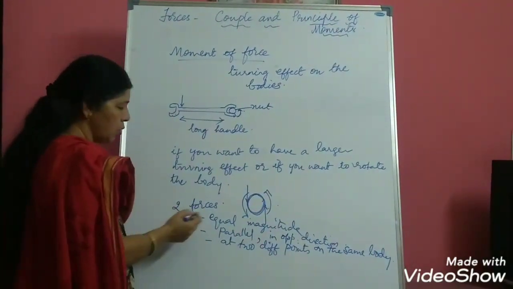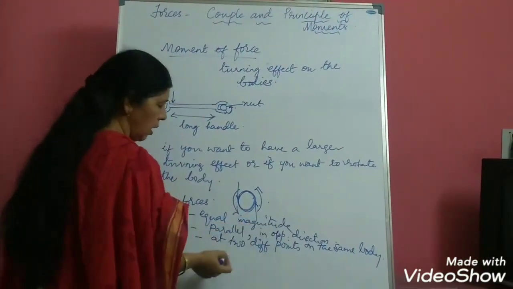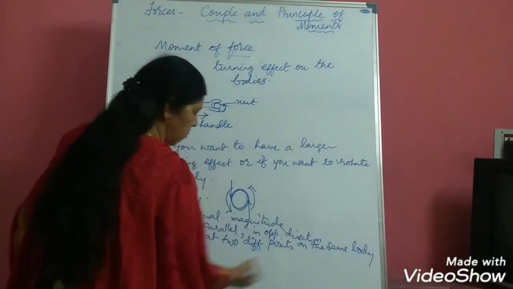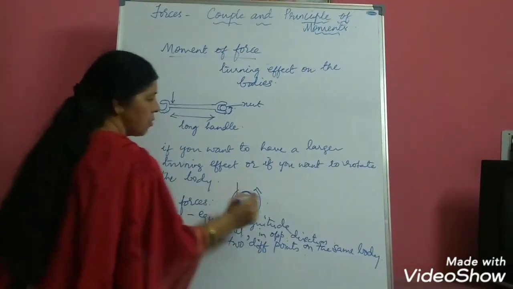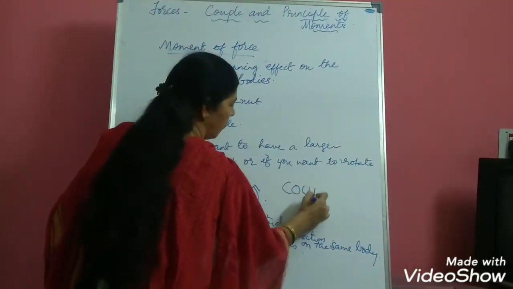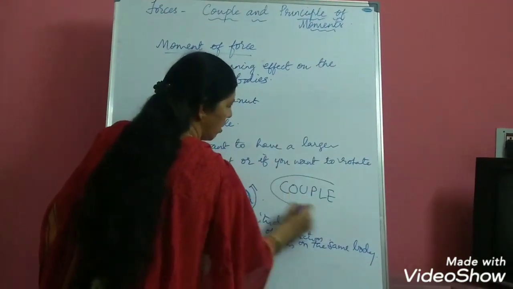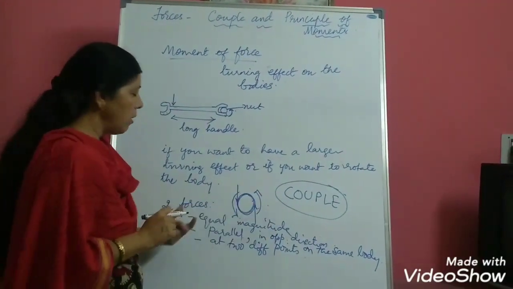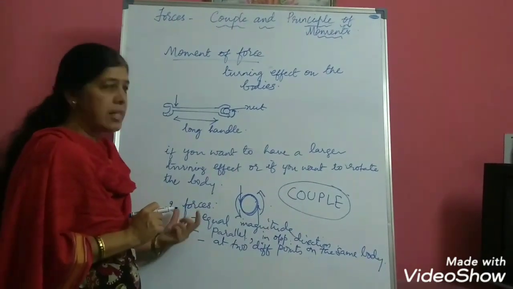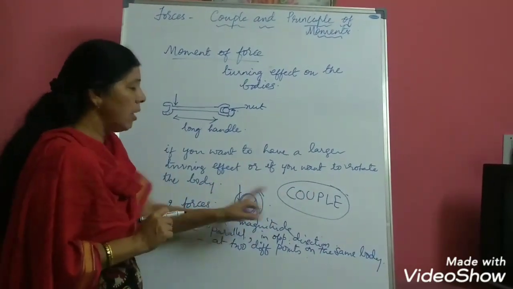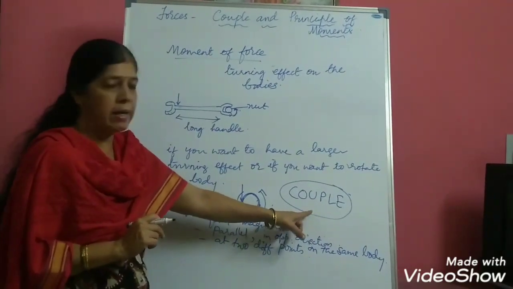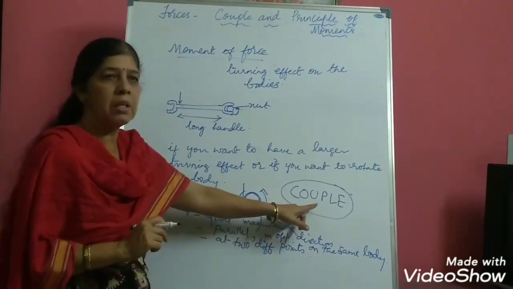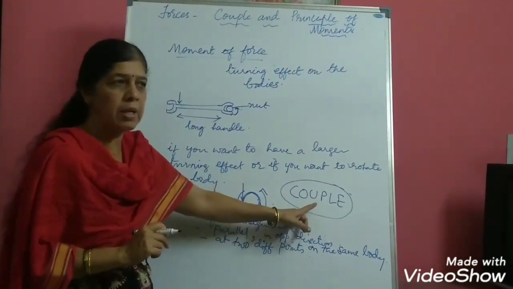Now, if these two forces, which are equal in magnitude, parallel, and act in opposite direction at two different points on the same body, then they constitute a couple. So, if you want to completely rotate the body, how many forces do you require? You require two forces, and these two forces form a couple. So, whenever a couple acts on a body, the body will rotate. A couple will tend to rotate the body, or actually rotates the body.